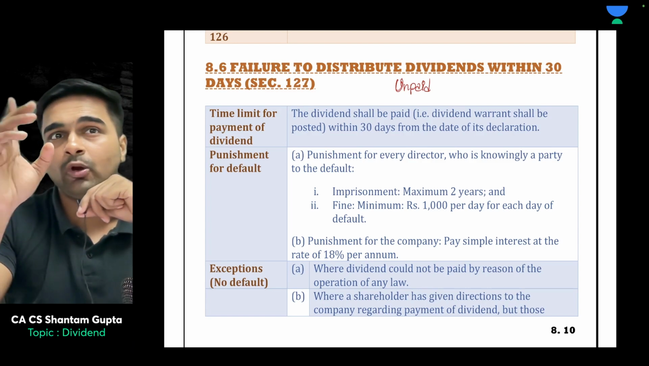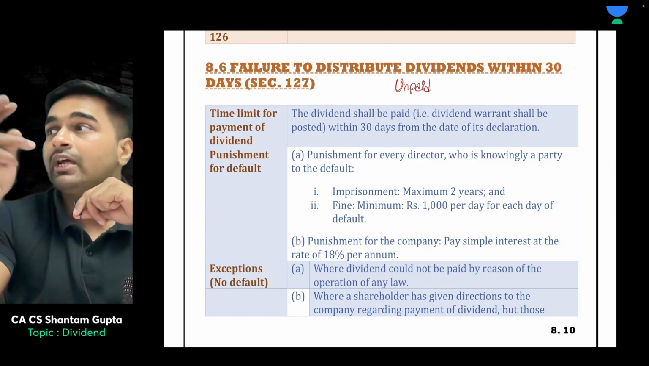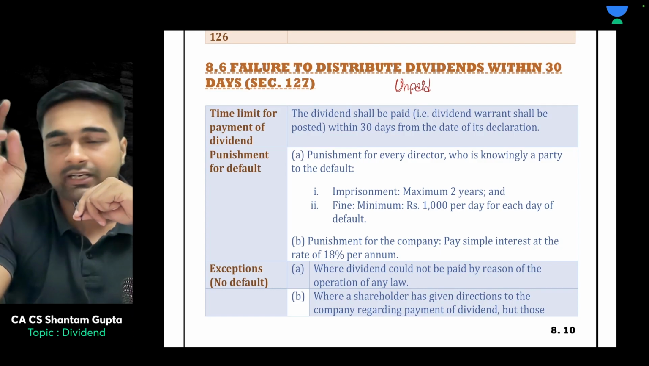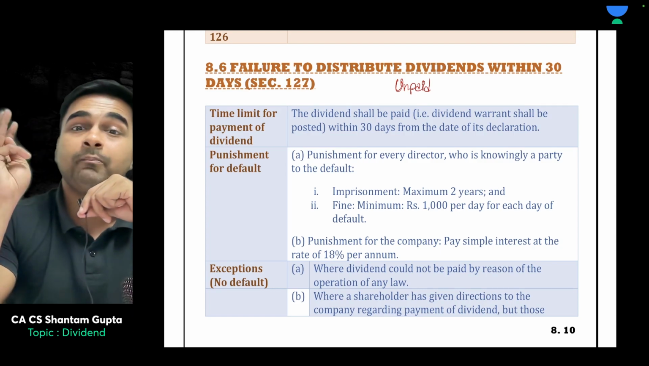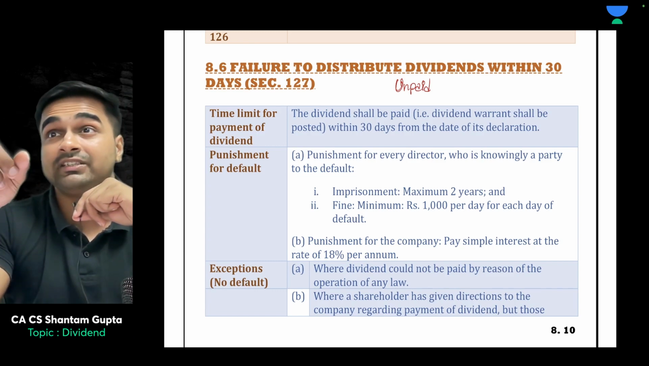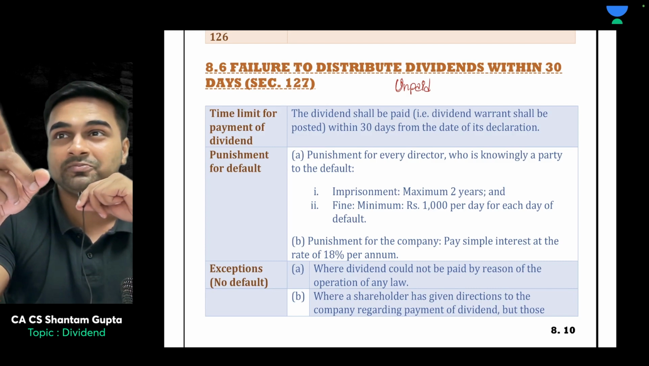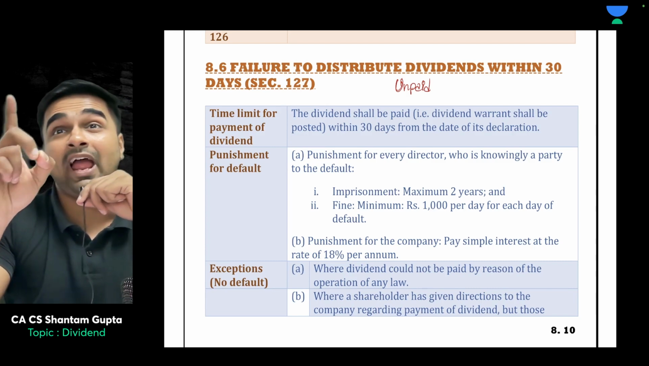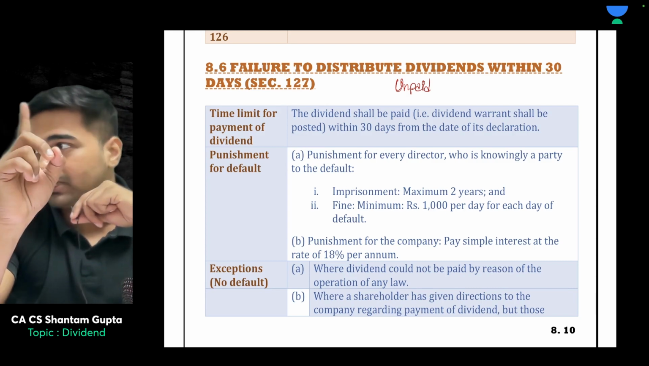Jail will be only for directors who are directly involved. Then penalty is for the company and the director both. And the last one is the 18% interest. And see, it says 18% simple interest. You will pay simple interest, not compound interest, simple interest.